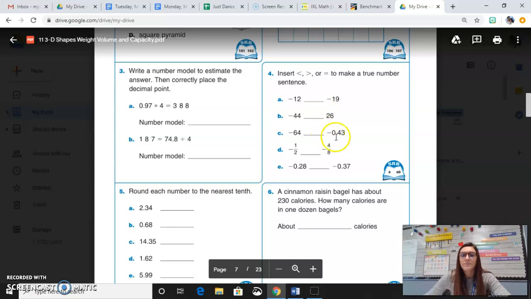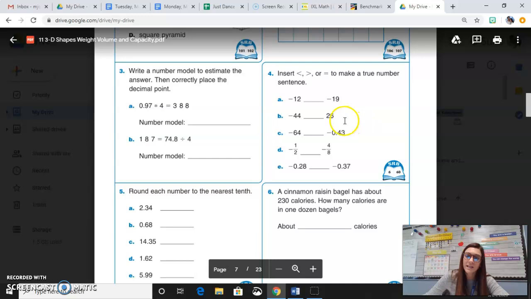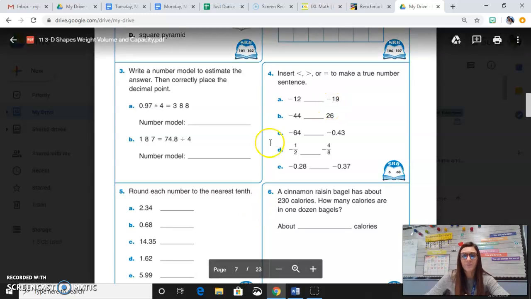For number 4, always remember that the bigger the negative, the smaller the number is. Remember, if we have a number line, the more it goes negative, the smaller it gets. So negative 12 and negative 19, you want to automatically say, well, 19's bigger than 12, so it must be that. It's negative though. So the bigger the negative, the smaller the number. So you would write negative 12 is greater than negative 19 because it's closer to the positives.